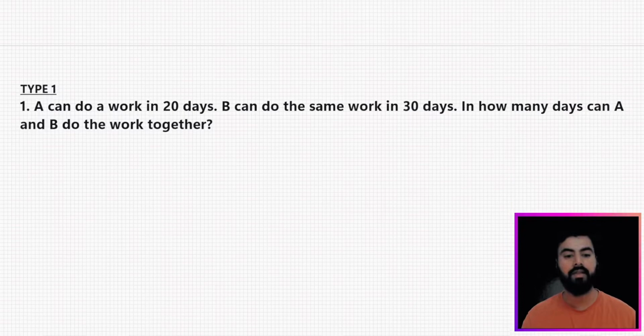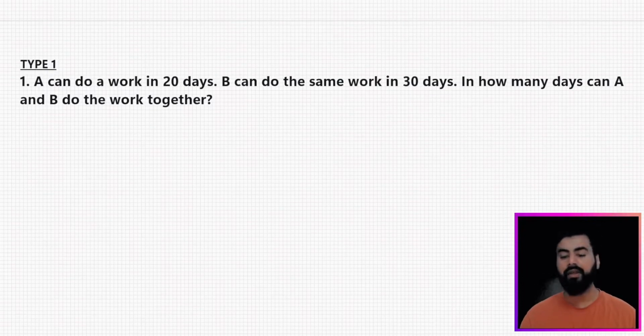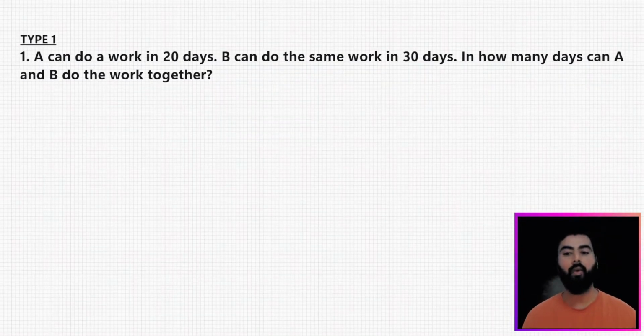Let's look at the first type of problem. A can do a piece of work in 20 days, while B can do the same work in 30 days. In how many days can A and B do the work together? Using this question, I'm going to explain how to approach a question based on individual efficiency. Whatever basics are required, whatever approach you need to learn, everything will be discussed through this question. So, please listen to me very carefully.